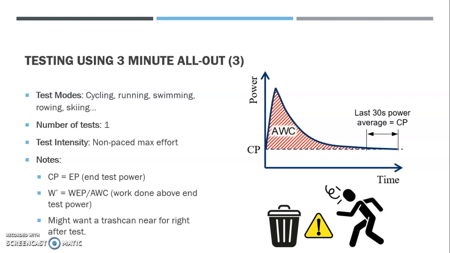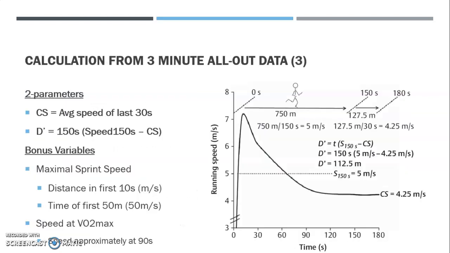So that test is, we'll see what the future holds for that. So if you did decide to do the 3-minute all-out test, it actually is very simple to determine critical power and W prime, or D prime and critical speed.